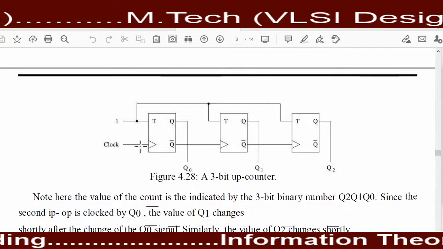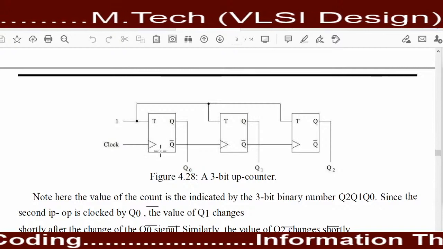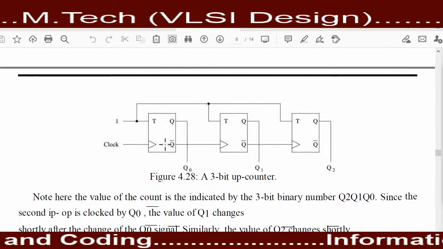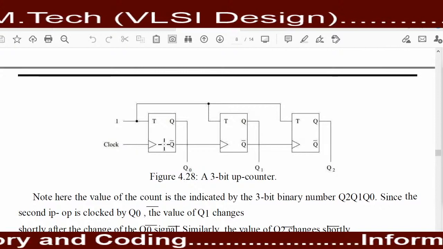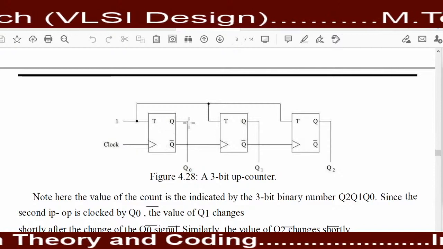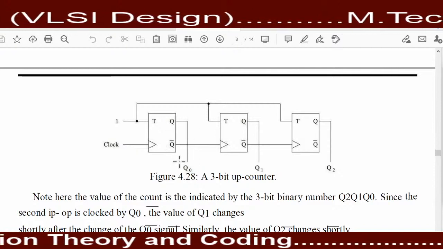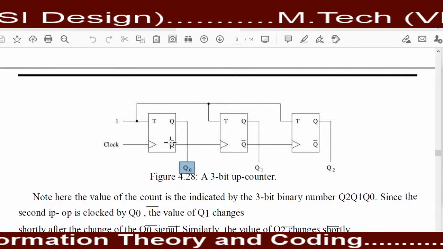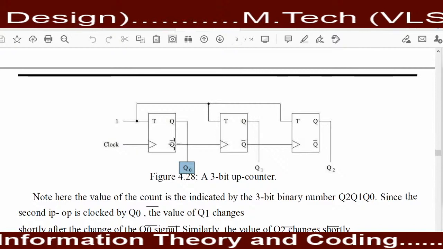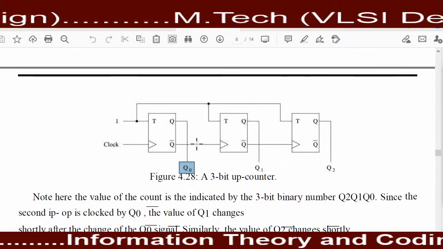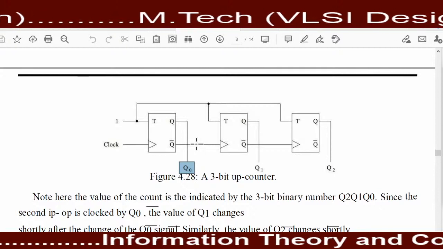The flip-flop which is getting the clock pulse the very first time always provides the LSB bit. That's why I am writing here Q0. And the output of the first is provided as an input of the second.